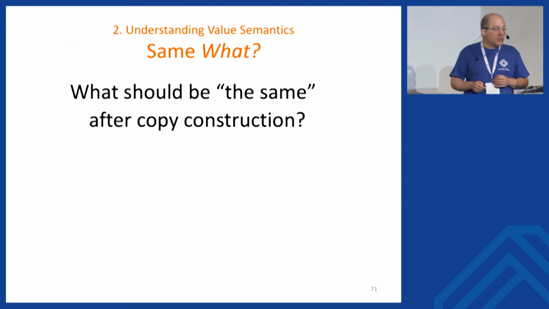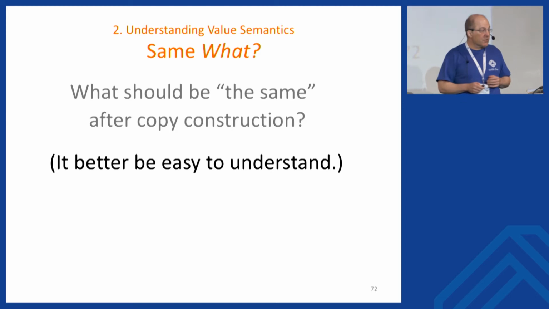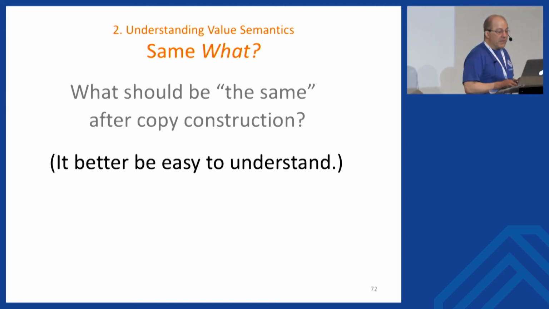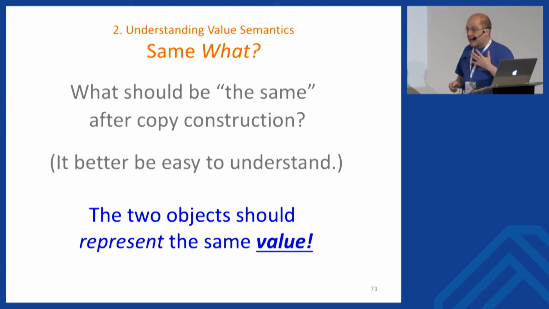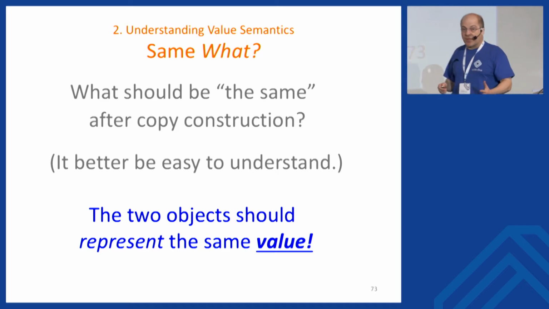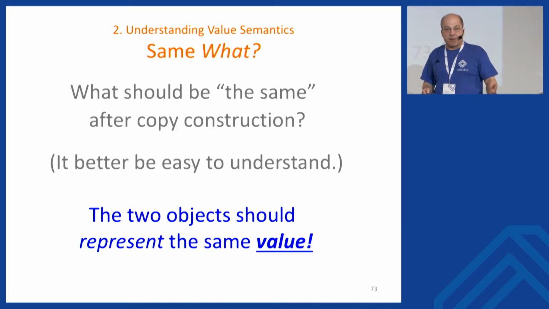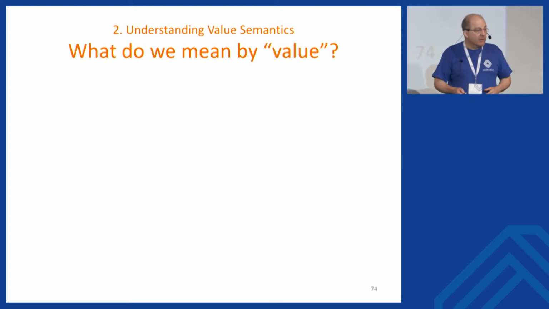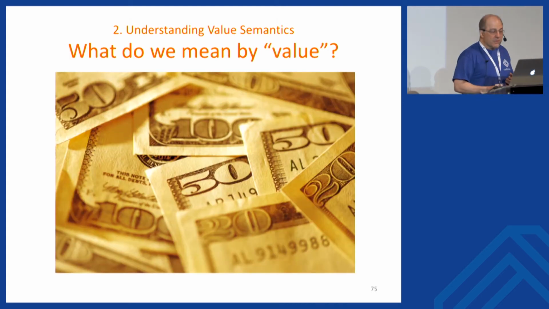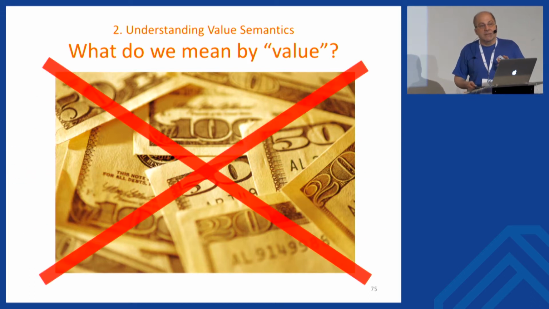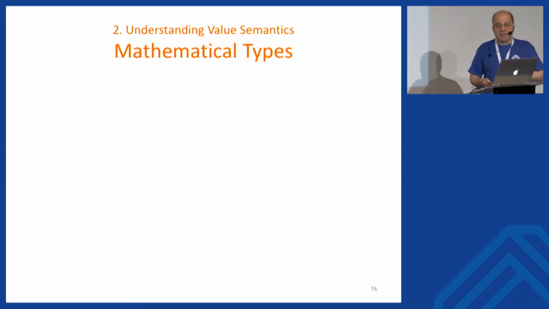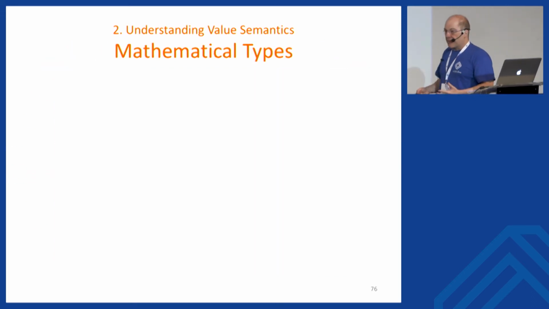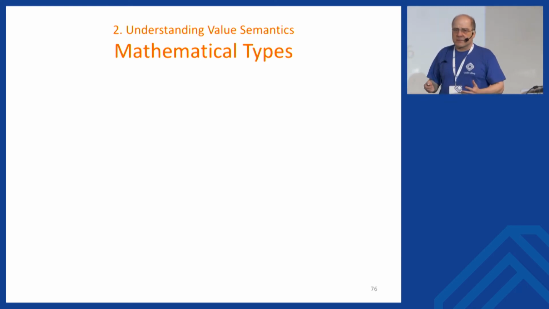So what should be the same after copy construction? I'm arguing it better be easy to understand, and I'm saying literally the two objects should have the same value. Now, have we made any progress? What do we mean by value? So we don't mean this. We mean something else.